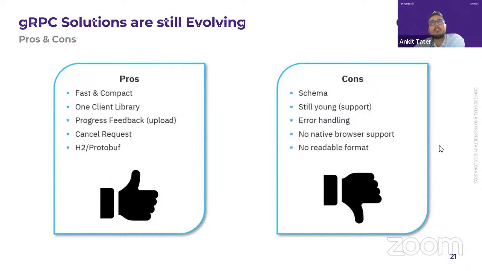Now let's talk about the cons of gRPC. One of the major problems is defining a schema. You need to write a .proto file and define all your services and all your contracts in it. In the case of REST, you expose your service from the server, but the client doesn't need to define anything. It just calls an API and consumes the data the server is sending. But in gRPC, you have to define everything in your proto file to communicate between client and server.